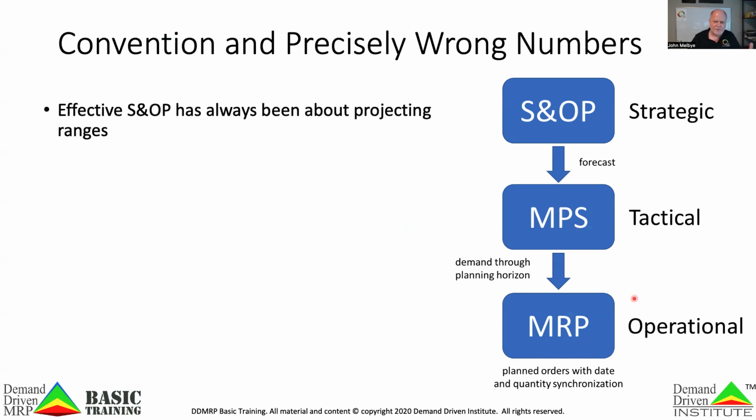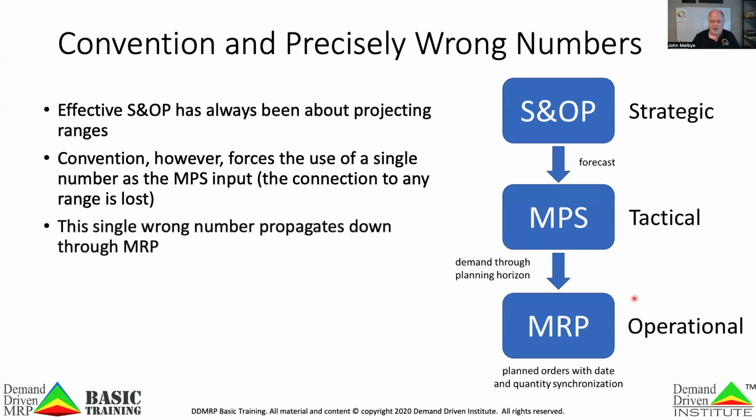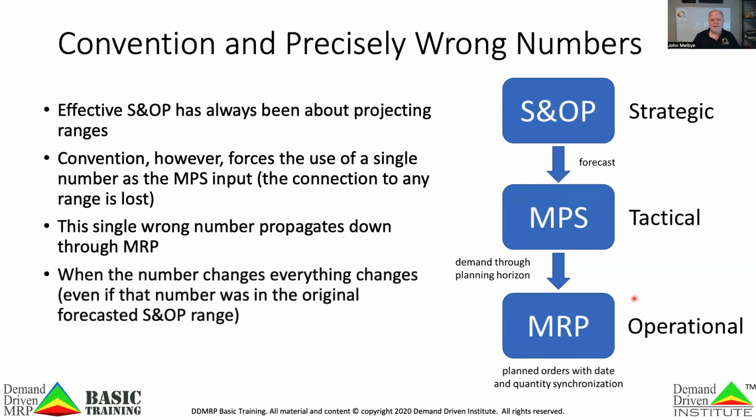And we start to see that S&OP has always been about projecting ranges of numbers. But the conventional thought process and planning tools force us to use a single number as input to the master production schedule. And any connection to the range is lost. That single number that we know is wrong flows down into the MRP system. And when that number changes, everything else changes, even if that number was in the original S&OP range.